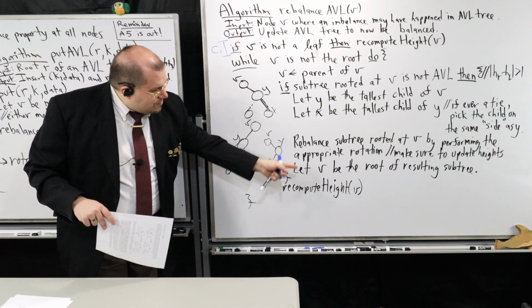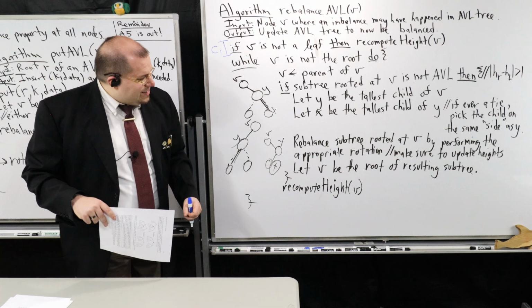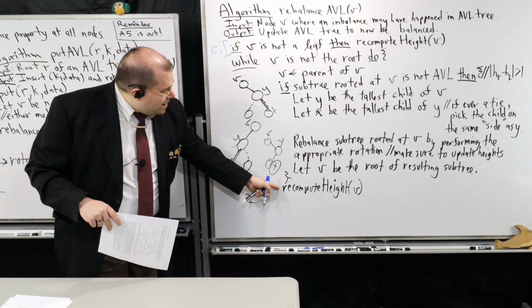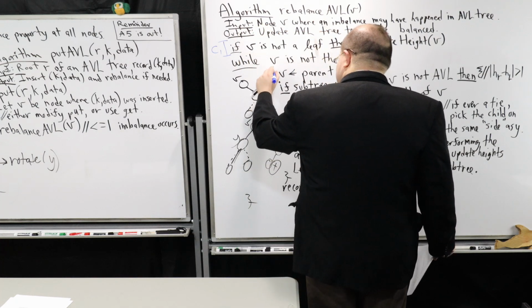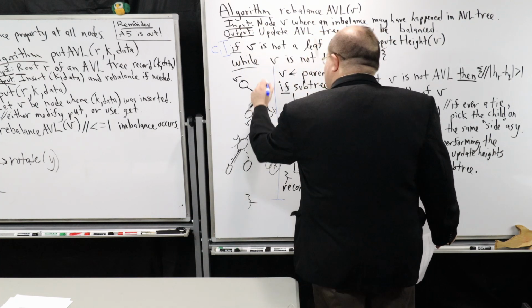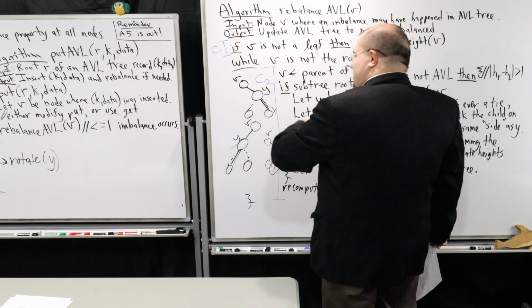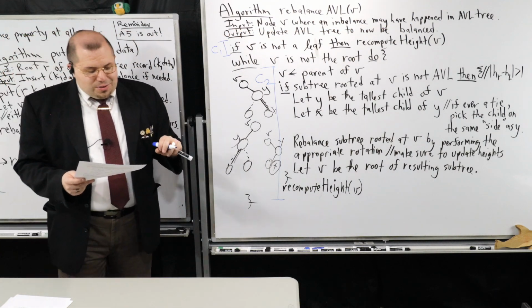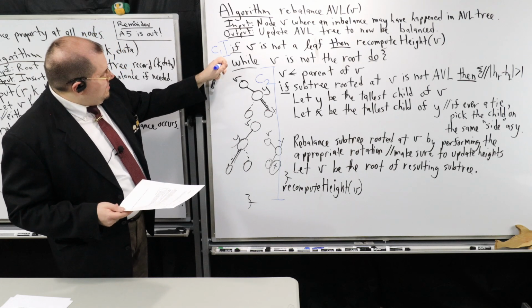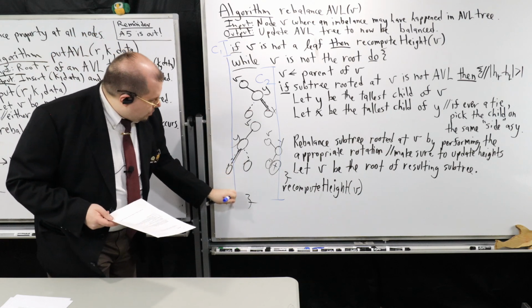Figuring out all of this, constant number of operations. Recomputing the height again, constant number of operations. So that means that all of the stuff that's happening in here is a constant number of operations, right? That's all it is. So what happens when I combine it with the while loop?